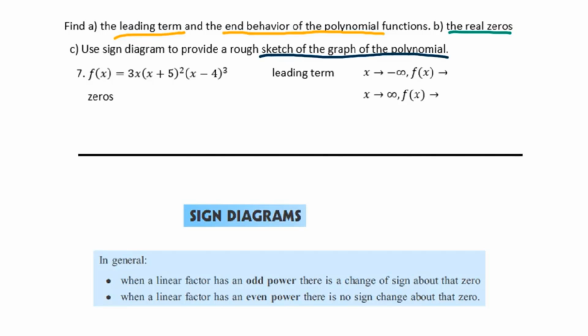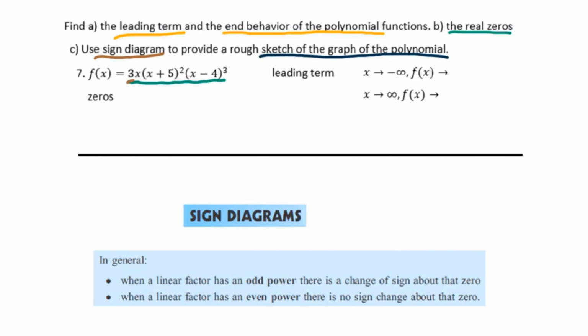After that, you need to use a sign diagram to sketch the graph of a polynomial. How do you figure out the leading term if you are given this factored form? We need to look at each factor. We find the leading term for each factor, then we multiply.